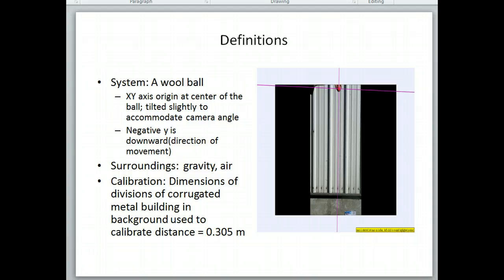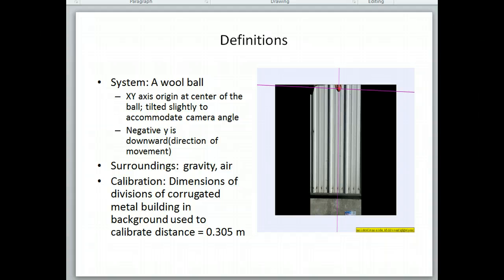My laboratory was set up outside. My system consisted of a wool ball that weighed 0.048 kilograms. And I set up my XY axis with the origin at the center of the ball, tilted it slightly to accommodate the camera angle. The negative is in the Y direction.